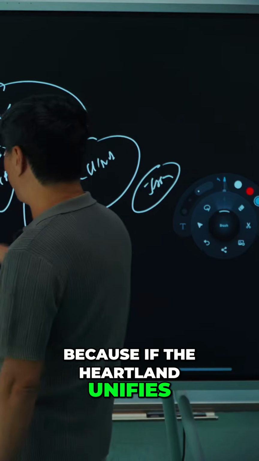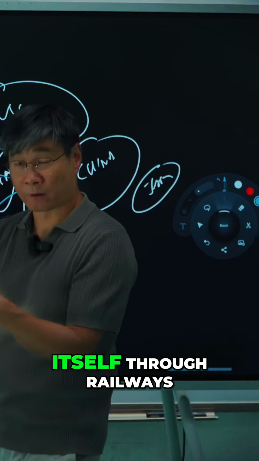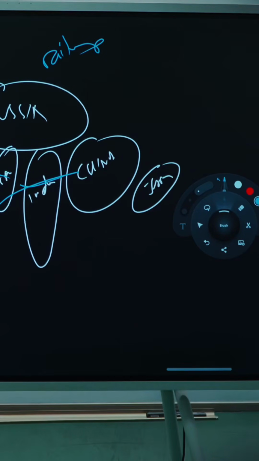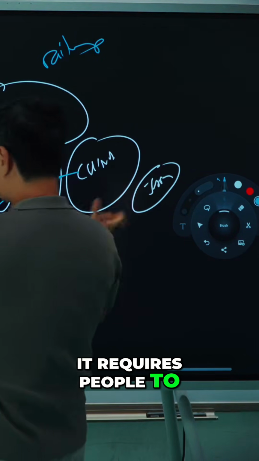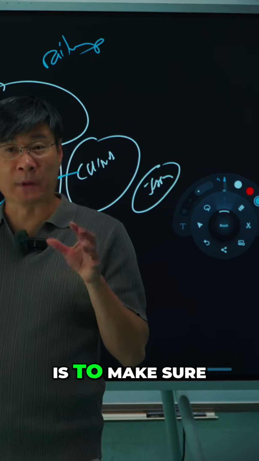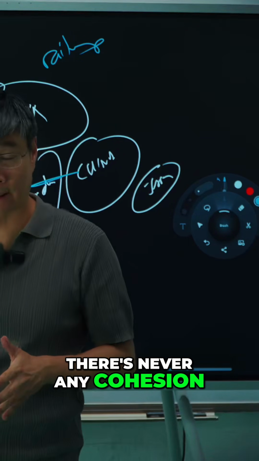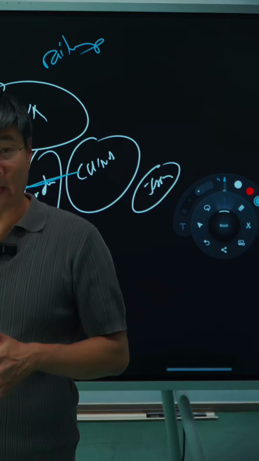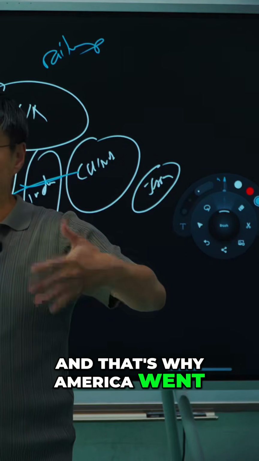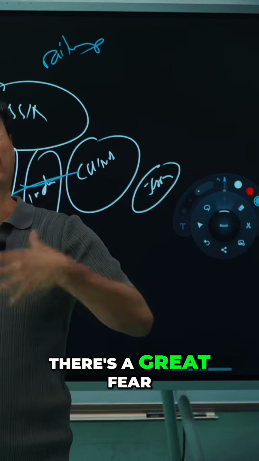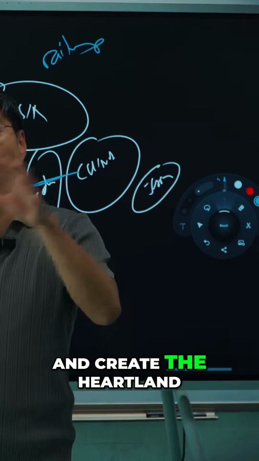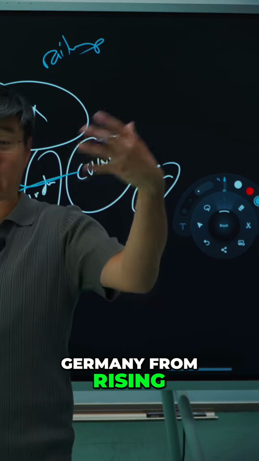Why? Because if the heartland unifies, it can trade by itself through railways. But America is primarily a naval power. Therefore, it requires people to trade by sea, okay? And so its strategy is to make sure there's never any cohesion in the heartland. Either by making sure that no great power arises in the heartland, and that's why America went to war in World War I and World War II, because there's a great fear that Germany would conquer the world, or Europe, and Asia and create the heartland, okay? Therefore, America had to stop Germany from rising.